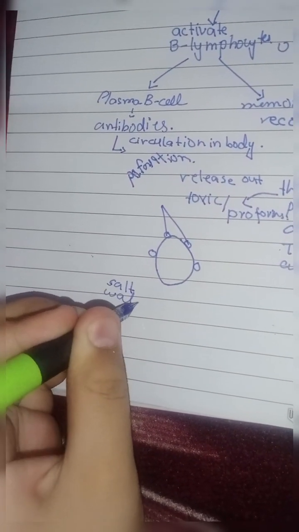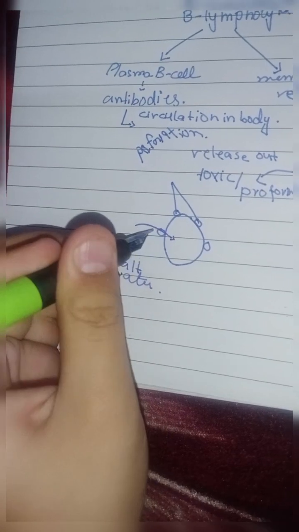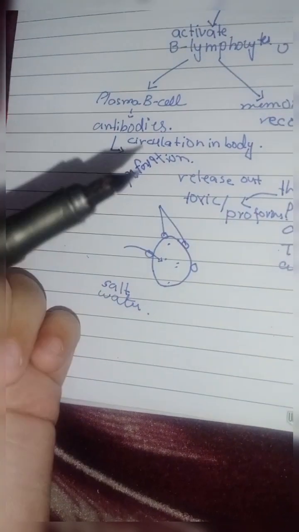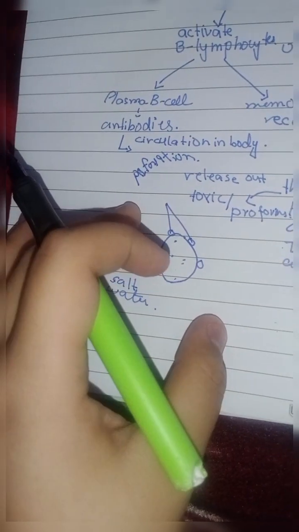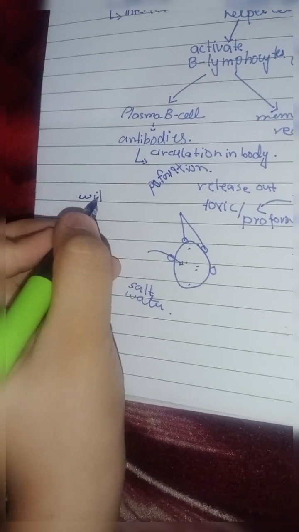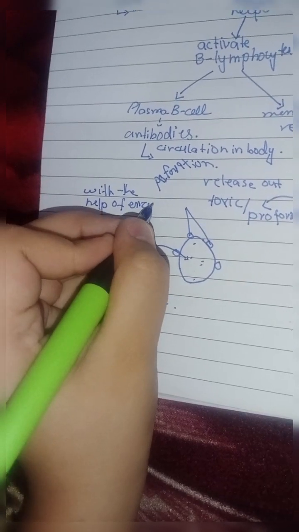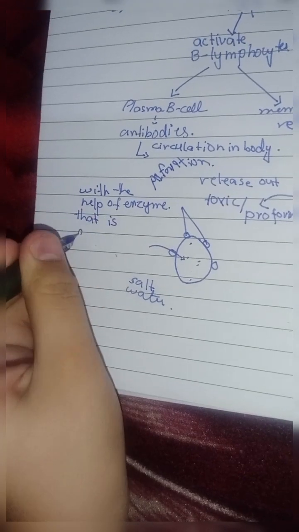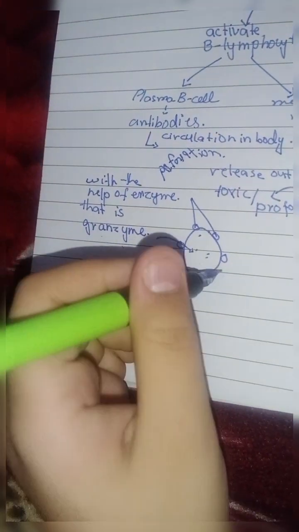Now we have salt water outside. Either the salt water moves inside the cell and bursts the cell with the antigen. This will be done by T cells and B lymphocytes. But if this does not happen, then the enzyme is released, and with the help of the enzyme, the cell will undergo apoptosis.